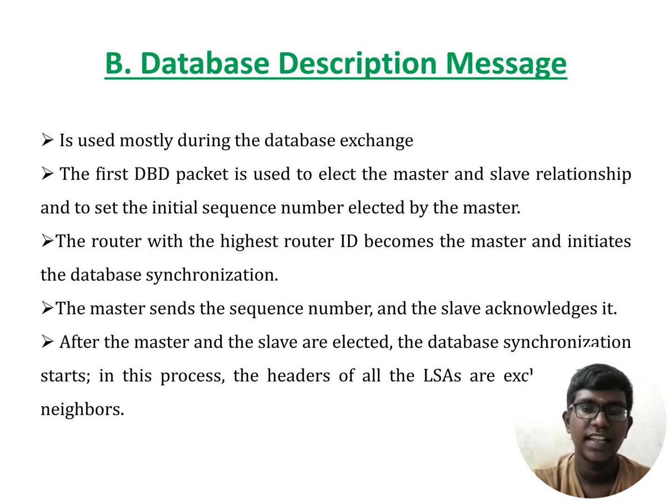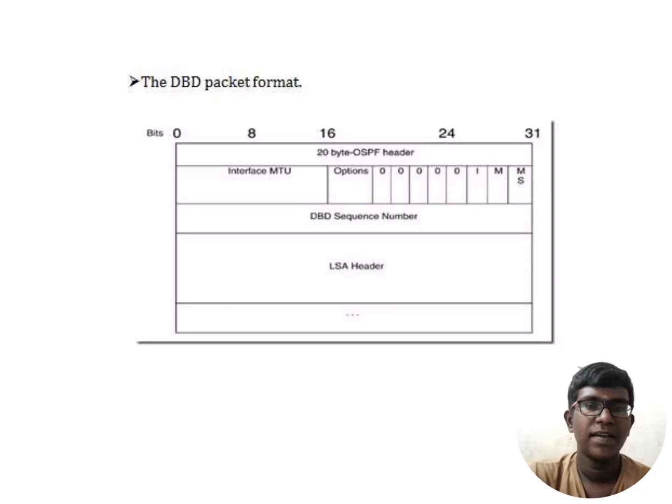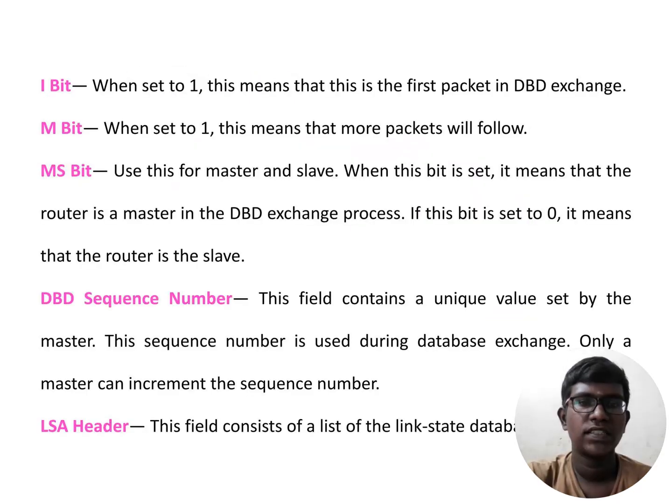After the master and the slave are elected, the database synchronization starts. In this process, the headers of all the LSAs are exchanged with the neighbors. The database descriptor packet format includes the 20-byte OSPF header, interface MTU, options, I-bit, M-bit, MS bit, DBD sequence number, LSA header, etc.